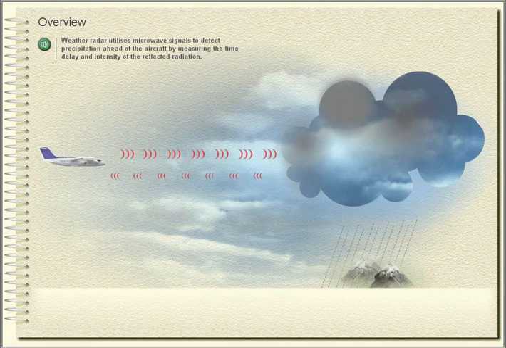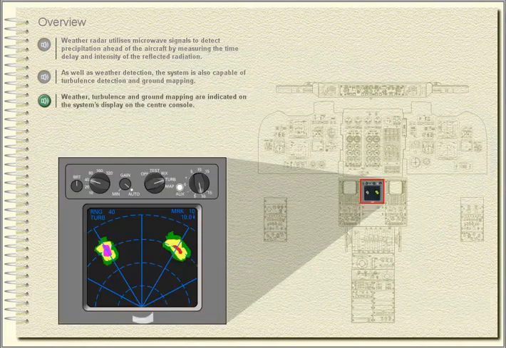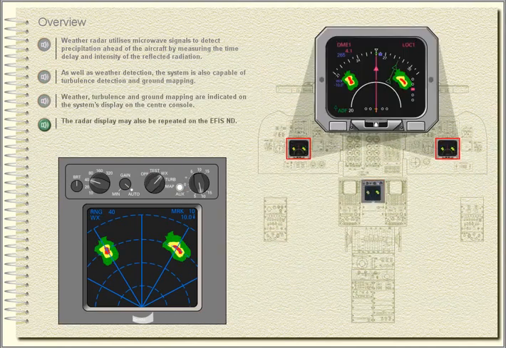Overview. Weather radar utilizes microwave signals to detect precipitation ahead of the aircraft by measuring the time delay and intensity of the reflected radiation. As well as weather detection, the system is also capable of turbulence detection and ground mapping. Weather, turbulence and ground mapping are indicated on the system's display on the center console. The radar display may also be repeated on the EFIS ND.